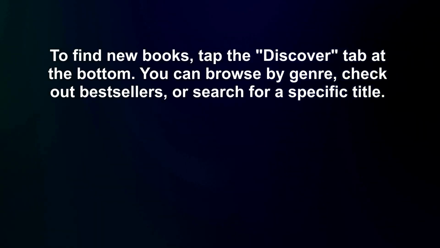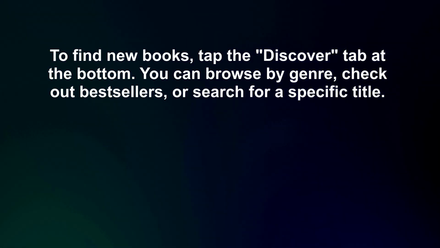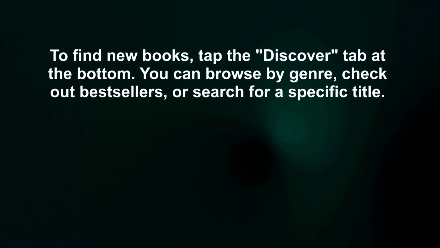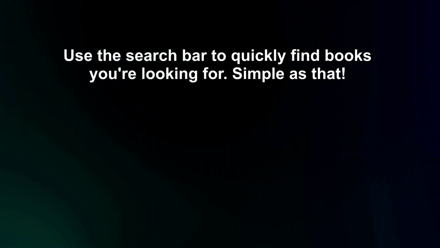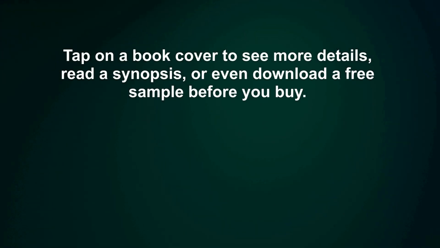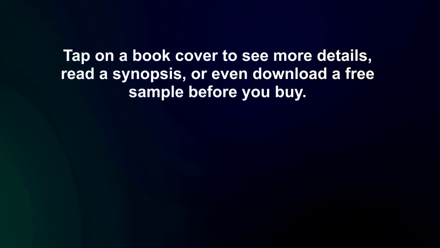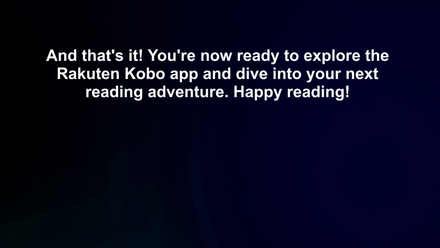To find new books, tap the Discover tab at the bottom. You can browse by genre, check out bestsellers, or search for a specific title. Use the search bar to quickly find books you're looking for. Simple as that. Tap on a book cover to see more details, read a synopsis, or even download a free sample before you buy. And that's it.